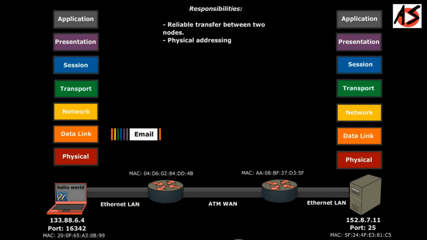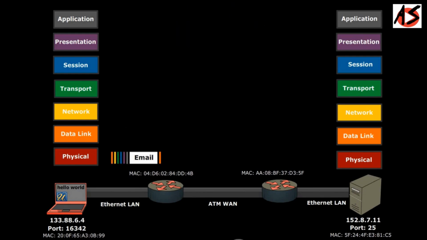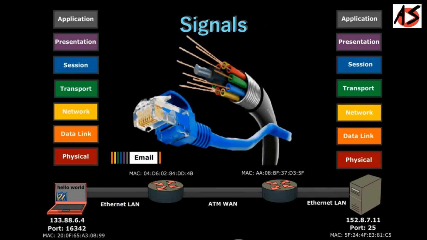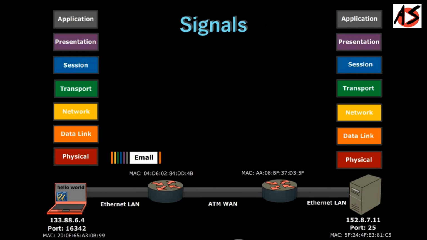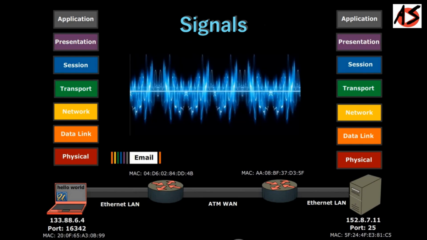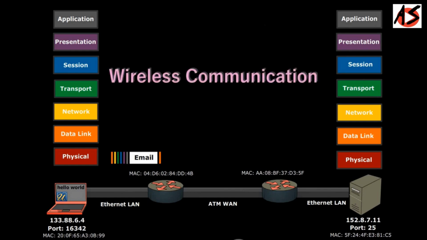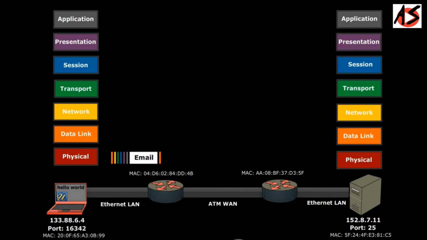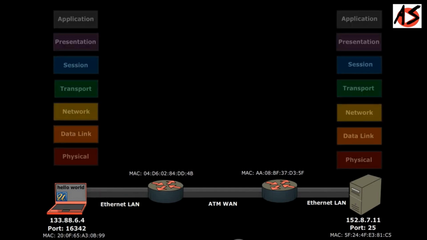Now this frame reaches the bottommost layer called the physical layer. The physical layer puts all the frame bits in the form of signals in a medium like a network cable. Signals can also be transmitted through air in the form of radio waves, microwaves, or infrared, which is known as wireless communication. Now the frame will be sent to the router based on the MAC address.